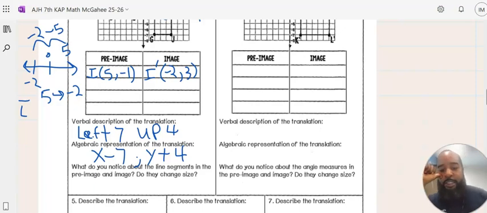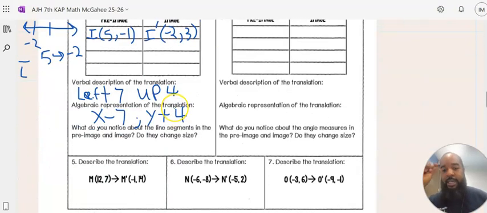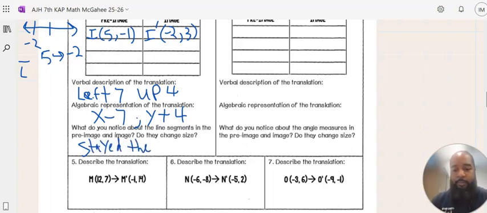All right, so then the question asks us, do we notice anything about the line segments in the pre-image and image? So the original and then the new. The line segments 1, 2, 3, 4, 5, 6. 1, 2, 3, 4, 5, 6. The line segments stayed the same. They are congruent. Okay, they stayed the same or they're congruent. That is important to know.